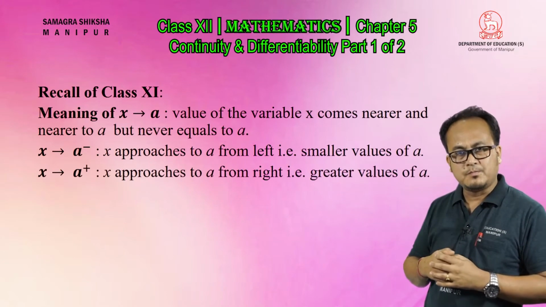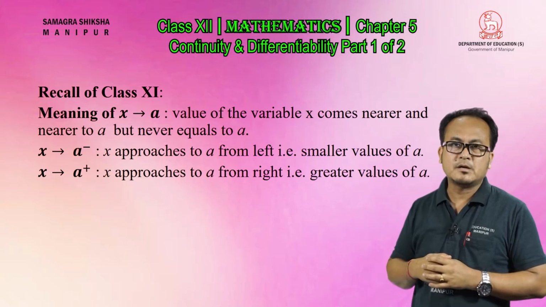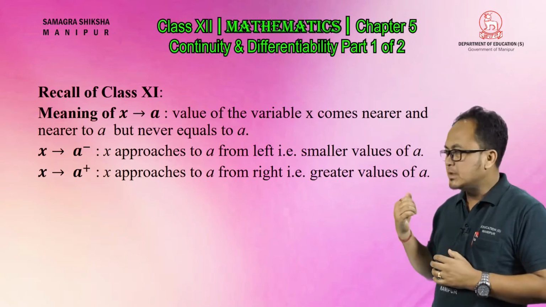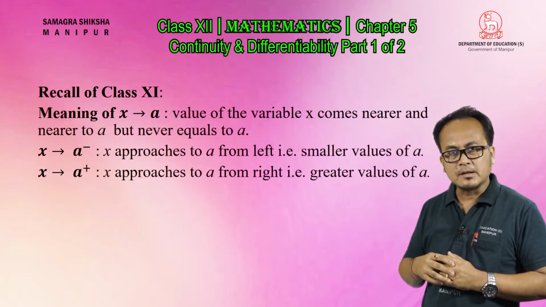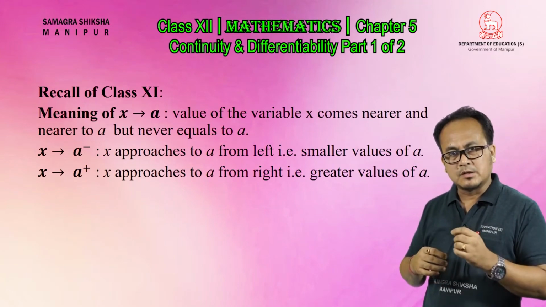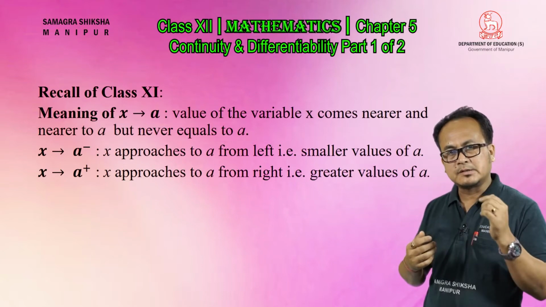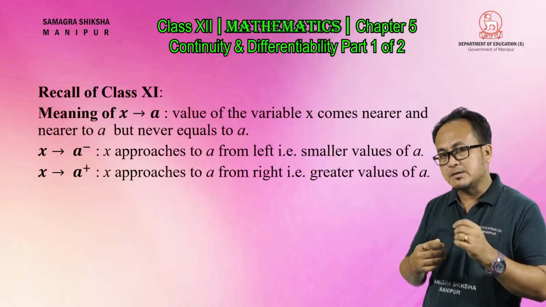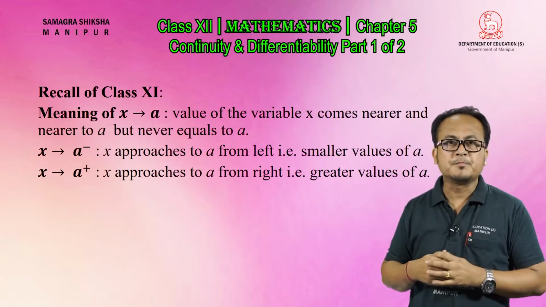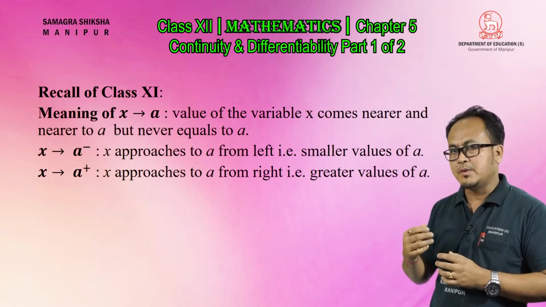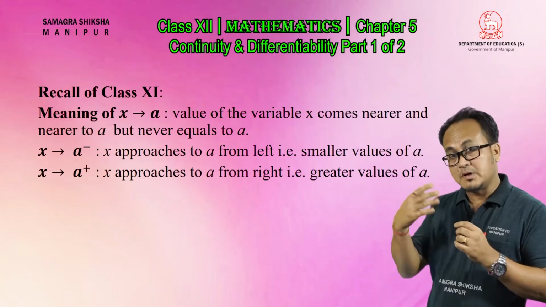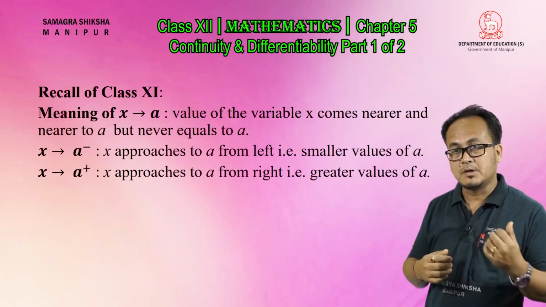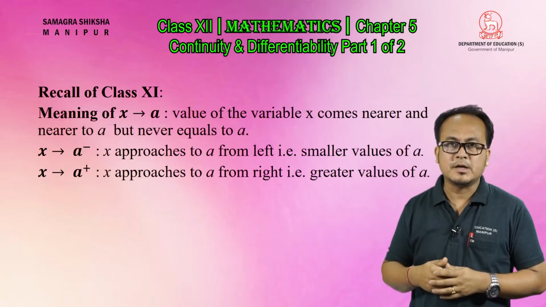Then x tends to a plus is the right hand approach. Here x approaches a from the right, that is, from greater values of a. For example, x tends to 5 plus: x takes values like 5.1, 5.01, 5.001, approaching 5 from greater values of 5.